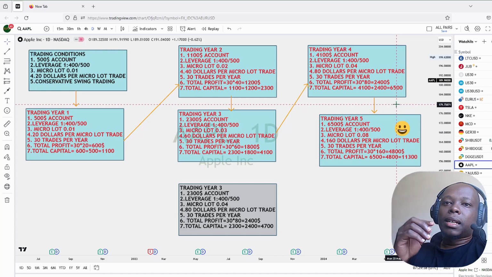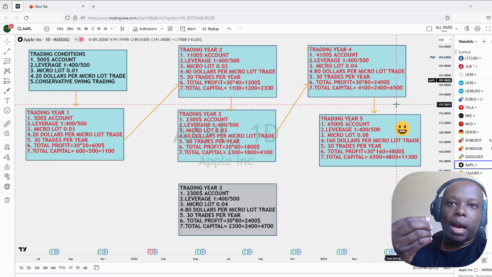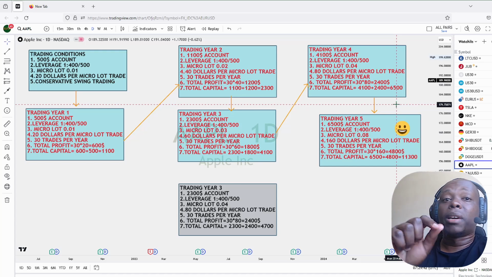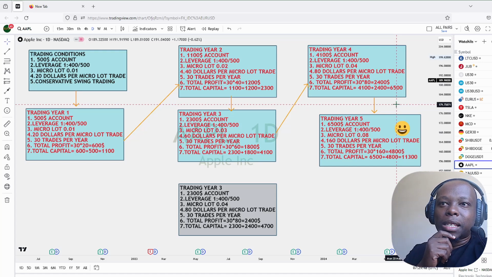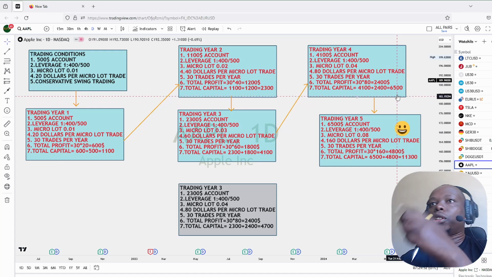Ladies and gentlemen, that is how I would compound my account conservatively, and that is what I am presently doing. But now, remember I said at some point I was extremely conservative. Let's just go back and see what if I was not. Scenario 2, what would happen?